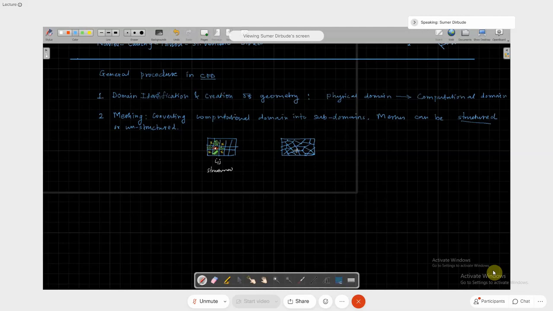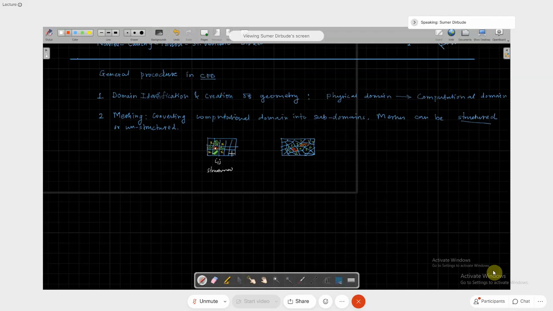But if you consider any other one here, the number of neighbors is 1, 2, 3, 4, 5, 6. But if you consider any other, it may have some different number. Suppose you consider this one: 1, 2, 3, 4, 5, 6, 7 neighbors are there. So in unstructured meshes we are not sure that a fixed structure is present. But here in structured, a fixed structure is present.